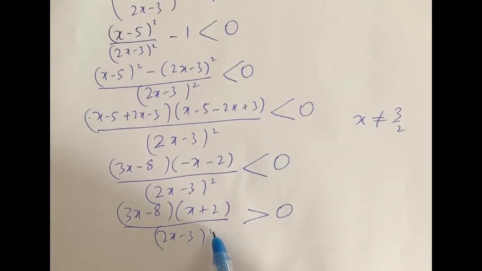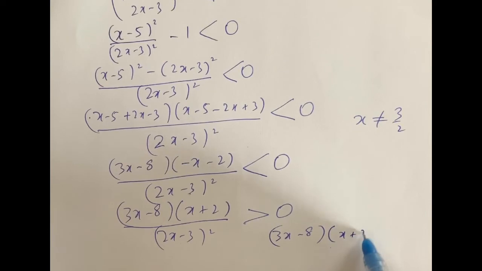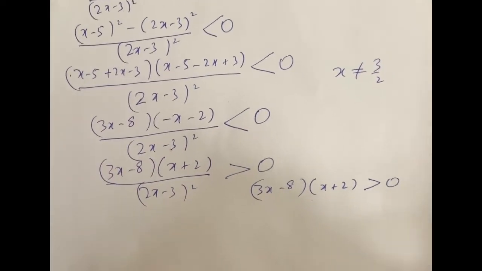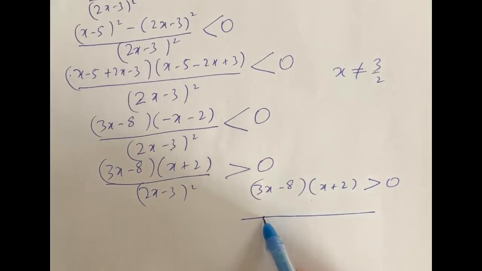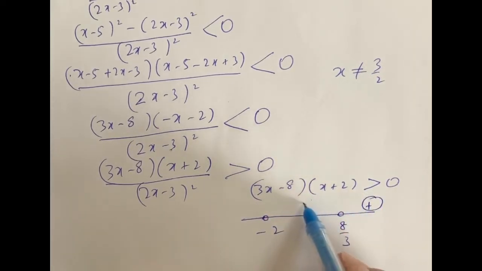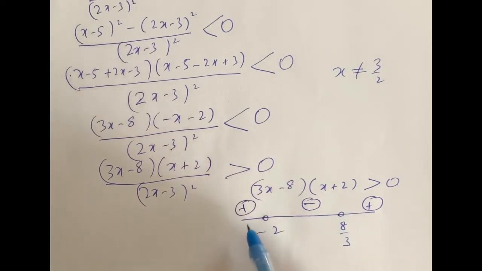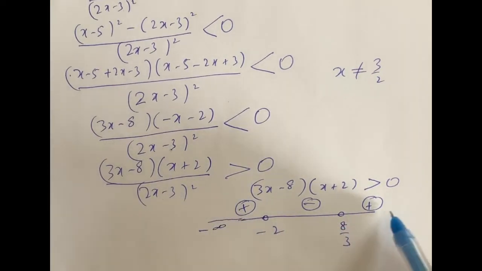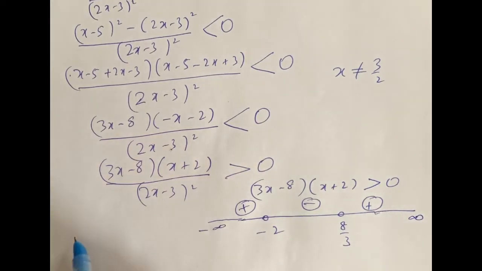This is positive. So therefore this is also positive. We have (3x minus 8) into (x plus 2). That is also positive. Then we use the wavy curve method for the solution of this. Draw the number line. Put this thing equal to 0. Minus 2. This is 0. That's 8 by 3. Then positive, negative and positive. And we need the positive sign which is before minus 2. That is minus infinity to minus 2. And after 8 by 3. That is 8 by 3 to infinity.